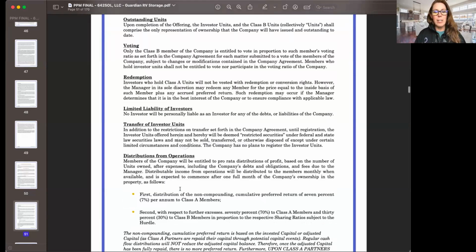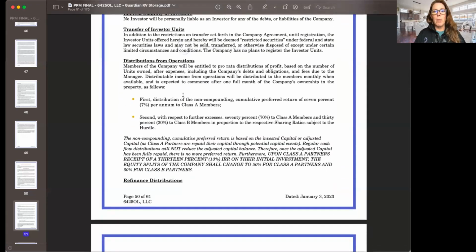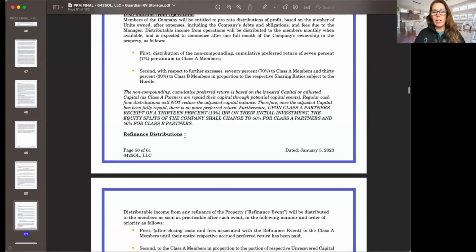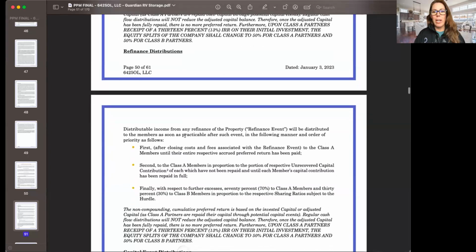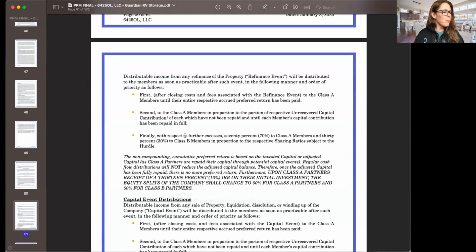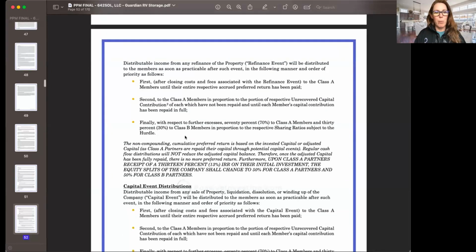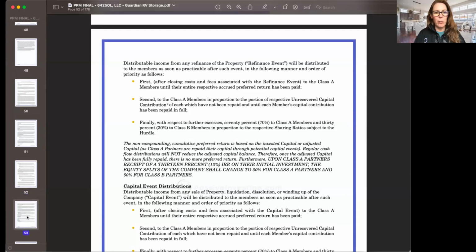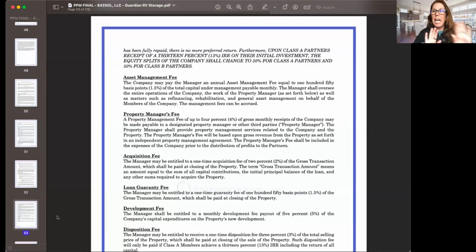Then it's going to tell you the distribution from operations, what's happening with the cash flow, okay? And this is called the waterfall, all right? So now we're getting into who's getting paid out what and when. We want to make sure that we're looking at that, double checking those numbers, making sure that's all aligned with what you've seen in the offering memorandum, right?